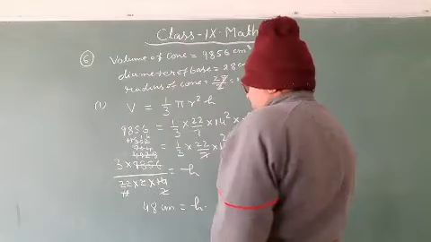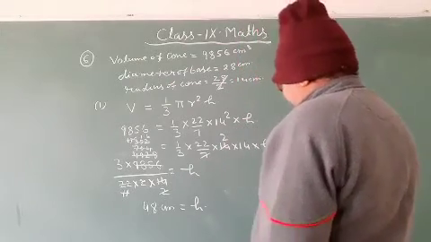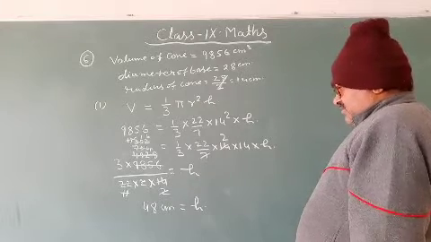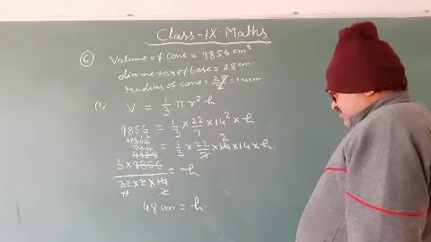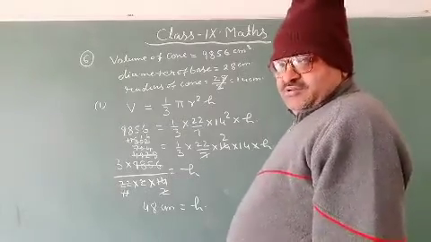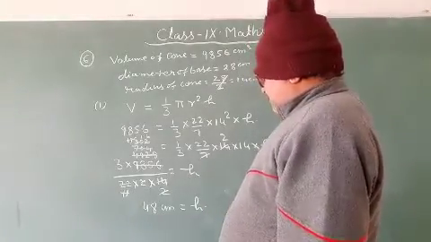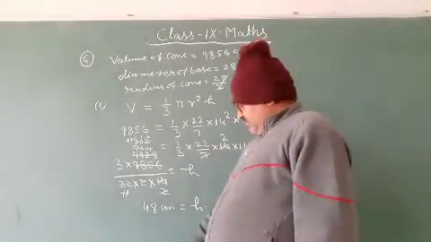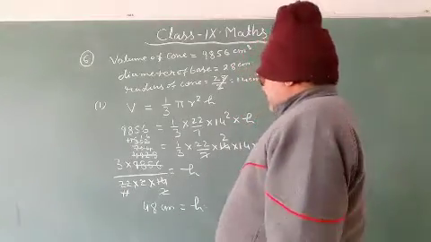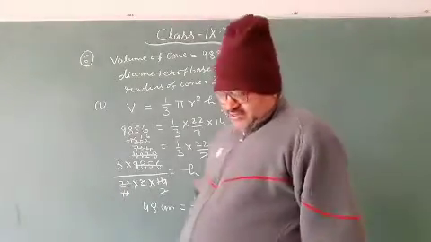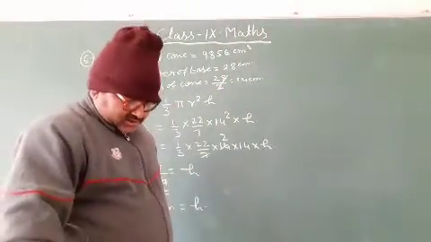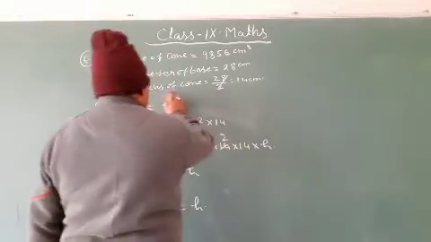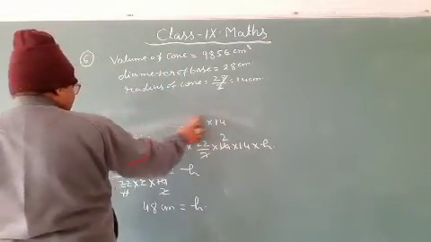Now we calculate the value using radius and pi, that we get the height from the volume. So the first answer is height of cone, we calculate 48 centimeter. Clear? Second is the slant height of the cone.